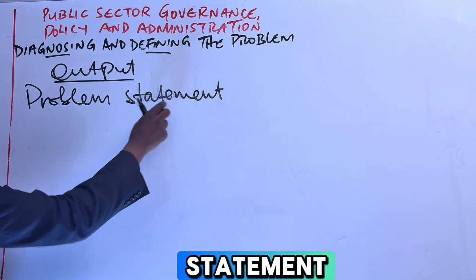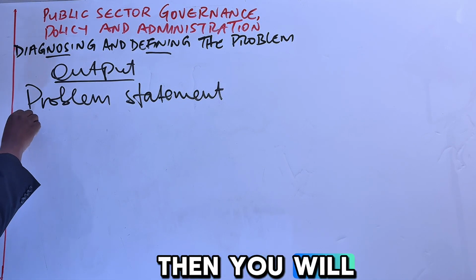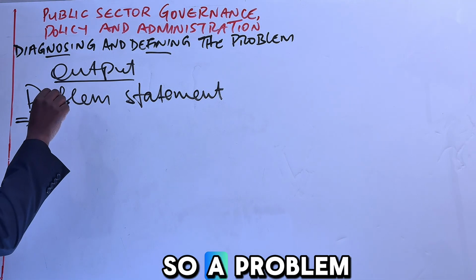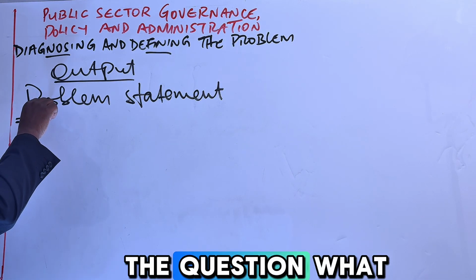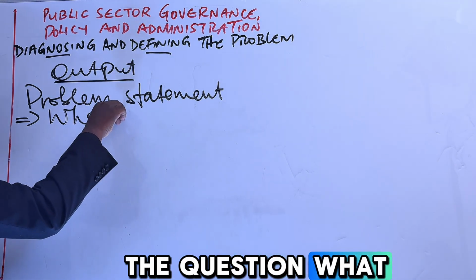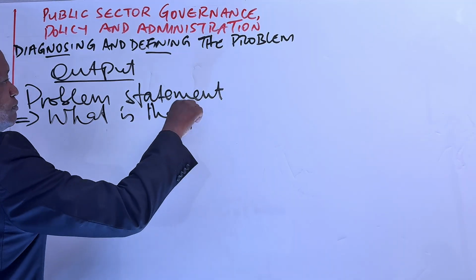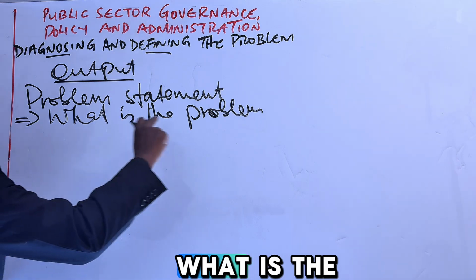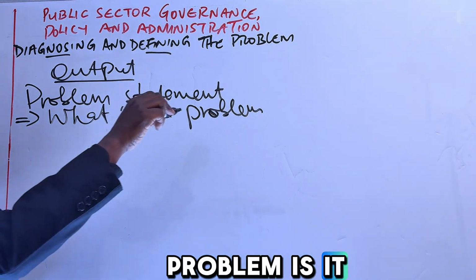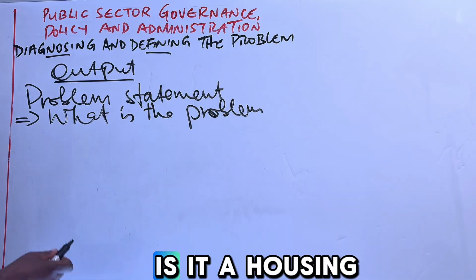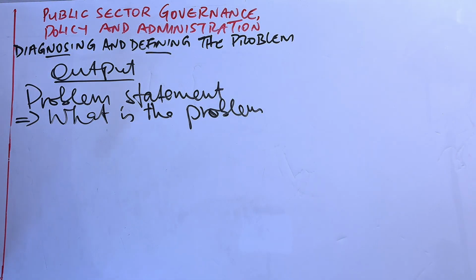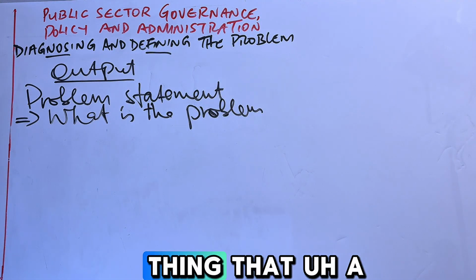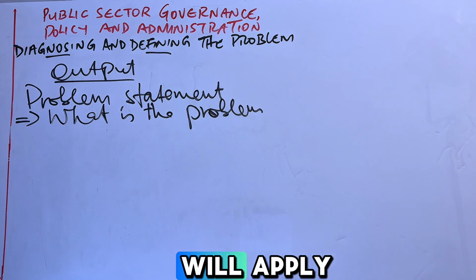If you read a public policy problem statement, then you will obviously understand what the problem is. So a problem statement answers the question, what is the problem? Is it youth employment? Is it a housing problem? What kind of problem is it? It has to be defined. That's the first thing that a problem statement will outline.